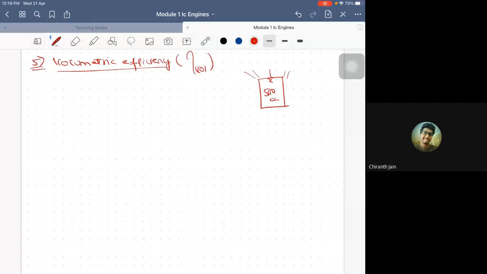Yes sir. Good. So if there is a 500cc bike, then definitely the whole 500cc will not be occupied by the incoming gas. So there will be a difference, isn't it? That's why there is a concept of volumetric efficiency. Volumetric efficiency is the ratio of actual air getting into the cylinder during the suction stroke, divided by the overall cylinder volume.